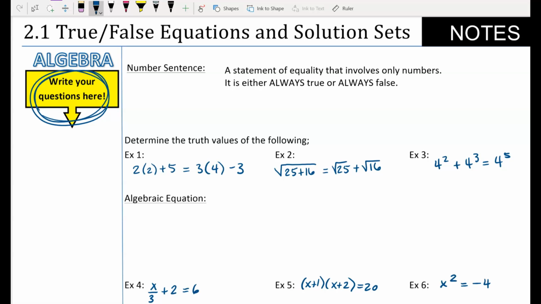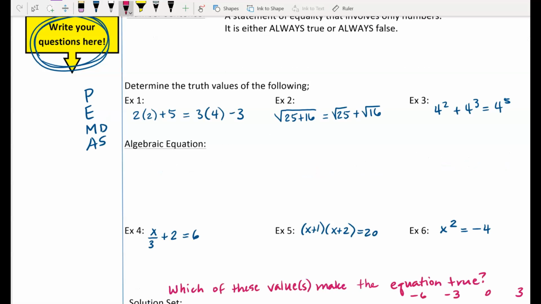Ask them right away. So right now, pause the video and write this definition of a number sentence. A number sentence is a statement of equality that involves only numbers. It's either always true or always false. So let's test these number sentences and see if they are true or false.